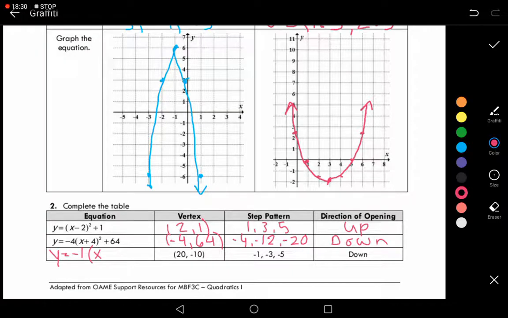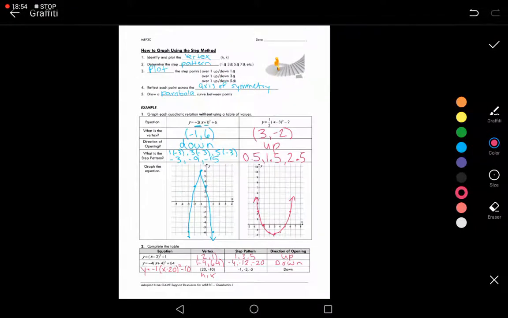To come up with our h, remember our vertex is just (h, k). So our h is positive 20, which means we have to make it appear as the opposite. So minus 20 squared, and our k value is negative 10. So just simply by having the information of the vertex, the step pattern, and the direction of opening, we can create that equation. So this is the end of the note on using the step method to graph quadratic functions.